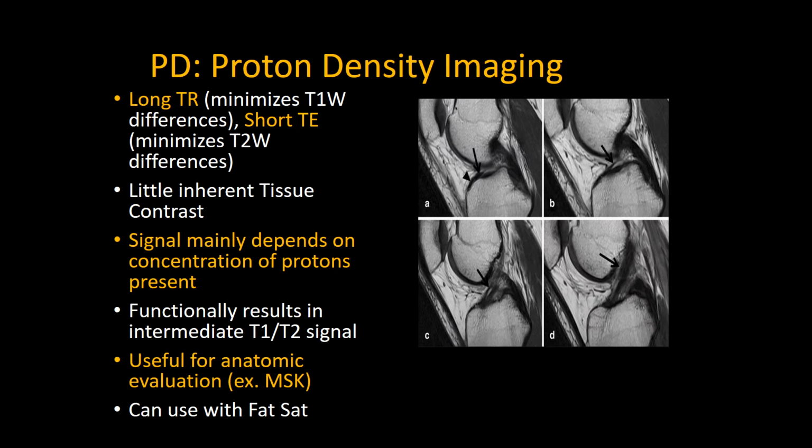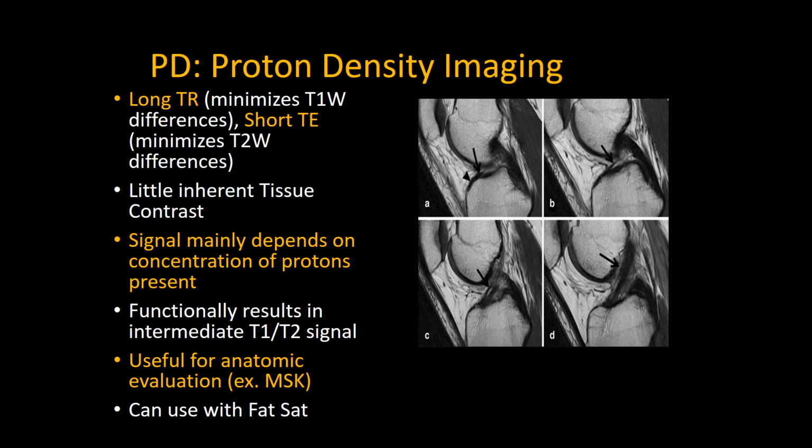Proton density imaging, PD imaging. This is unique because it uses a long TR. That long TR allows for recovery of longitudinal magnetization, so it minimizes T1 weighted differences, and it uses a short TE, so that minimizes T2 weighted differences. So you're like, why on earth would we do that? We're minimizing T1 and T2, which inherently gives you little tissue contrast.